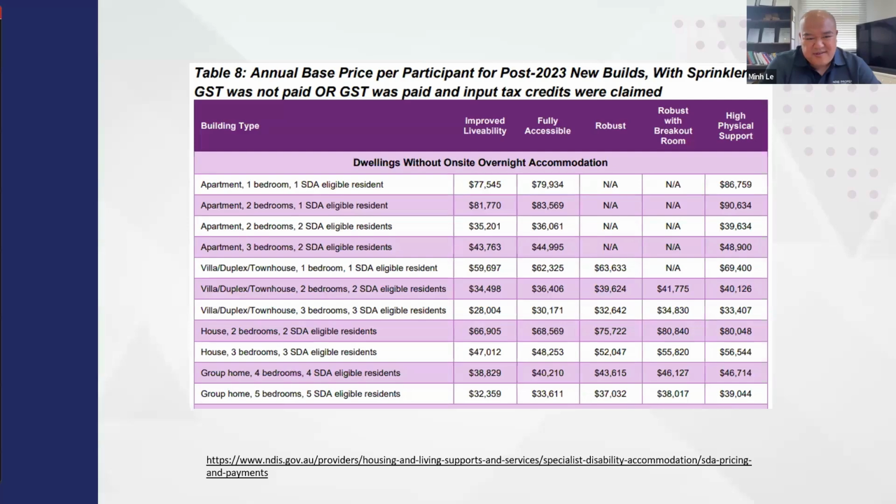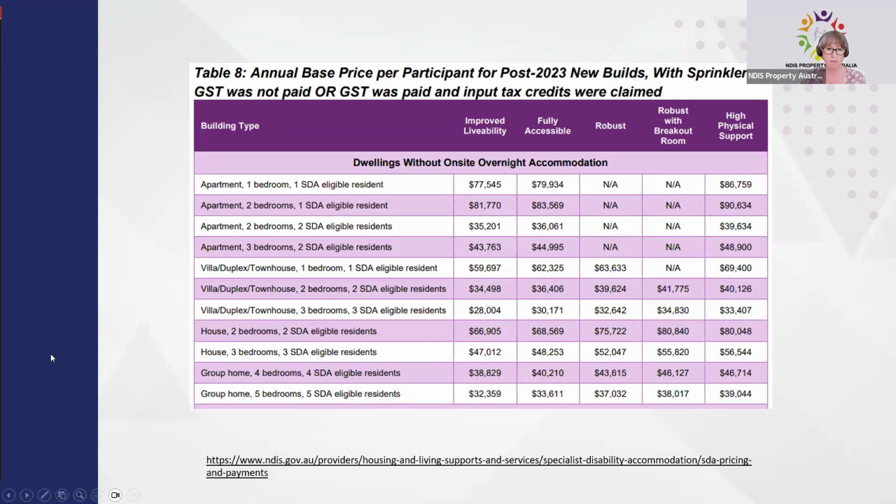So back to this, have we discussed this spreadsheet here? I think this is fairly self-explanatory. Obviously, we've got on the left there the different dwelling types: apartments, villa duplex houses, group homes. And then the categories: improved livability, fully accessible, robust with breakout room. I don't think we'll go into that today. That's a minor little thing. High physical support. So you can see if you're looking at a house, 2 bedrooms, a 2-resident house, these are the different funding levels for each category.